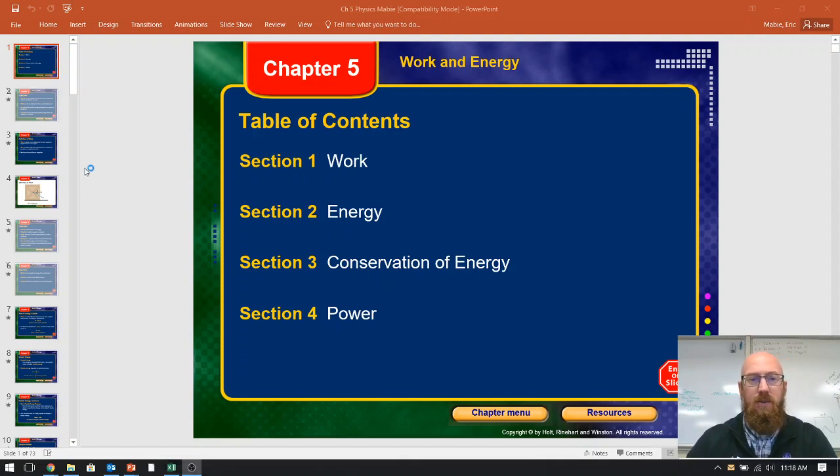All right, here we're going to go. This is chapter 5. It's a little easier than chapter 4, but it uses some of the information out of chapter 4. So I will recommend that you definitely, if you had problems in chapter 4, continue to work on chapter 4, and you'll see what I mean when I talk about certain concepts. So, table of contents: work, energy, conservation of energy, and then power. We'll get to those real quick.